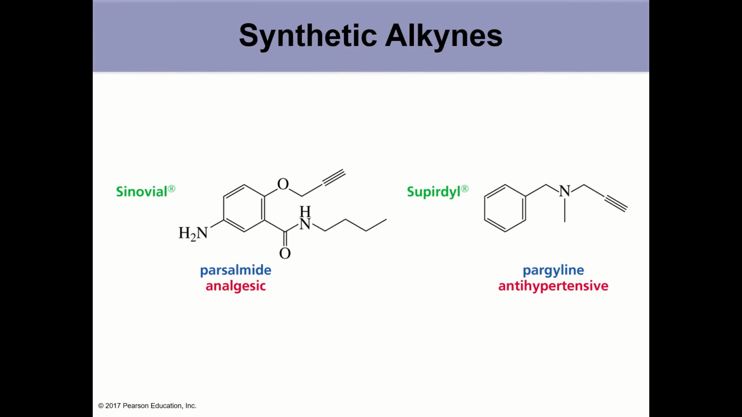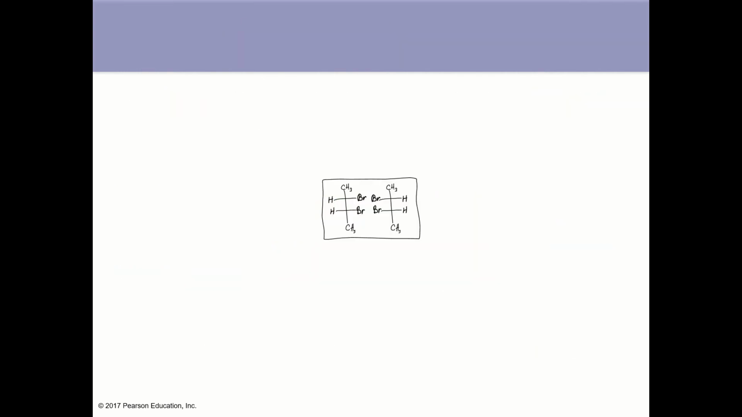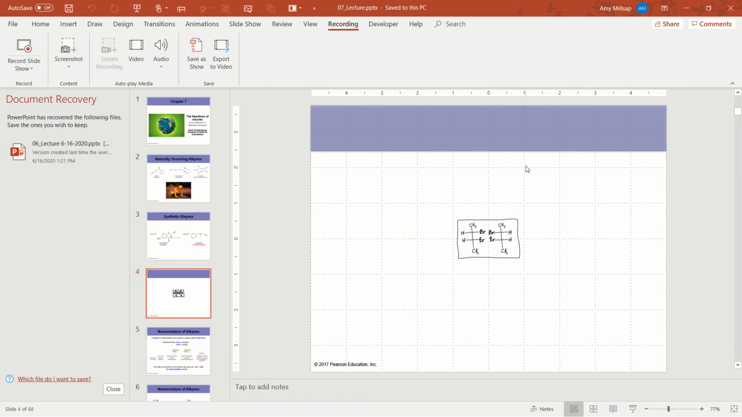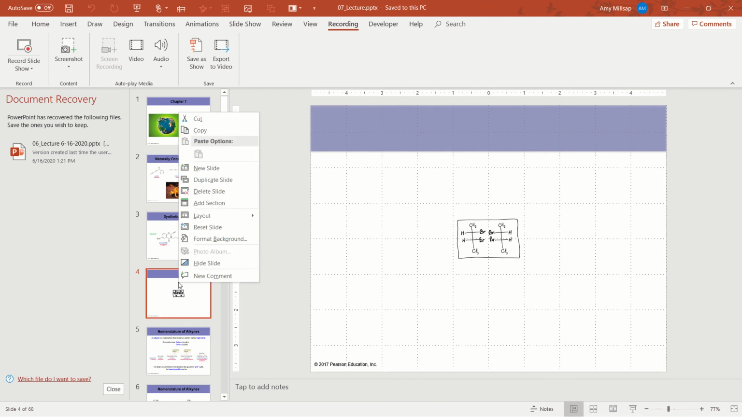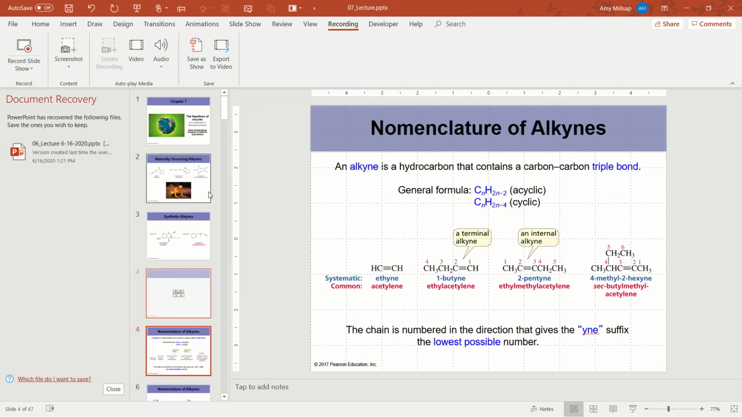I don't know why that's there. I'll erase it. That's going back to chapter 4 and molecules. This would be a meso compound. But we don't need that for this chapter, not right now anyways.